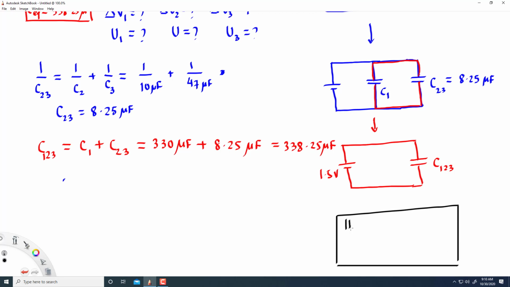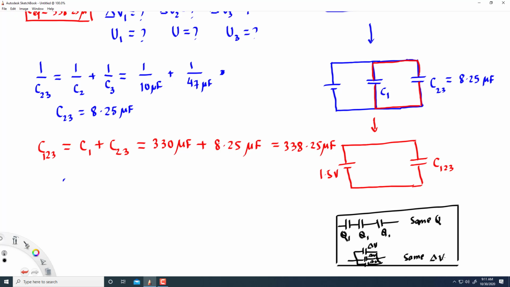If you have two capacitors in series, if you have Q1 on this one, you will have Q1 on this one also. If you have another one, you'll have Q1 on that one. So same charge if they are in series. And if the capacitors are in parallel, then they will have same potential difference, delta V, delta V, delta V, same delta V.